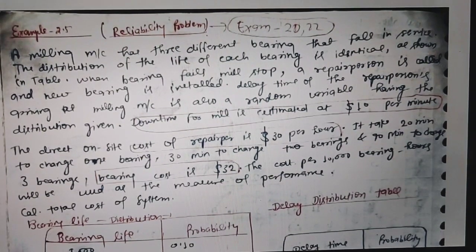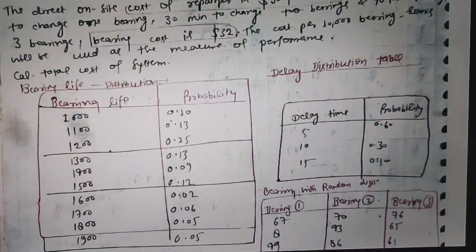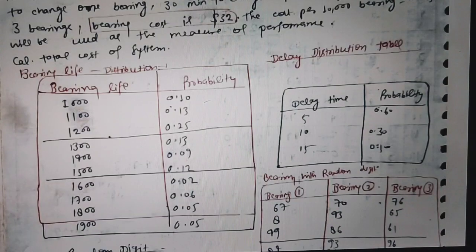It further says that the delay time of the repair person arriving at the milling machine is also a random variable having the distribution given. Downtime for the mill is estimated as $10 per minute. Other such details are given, and now I'm going to the questions.